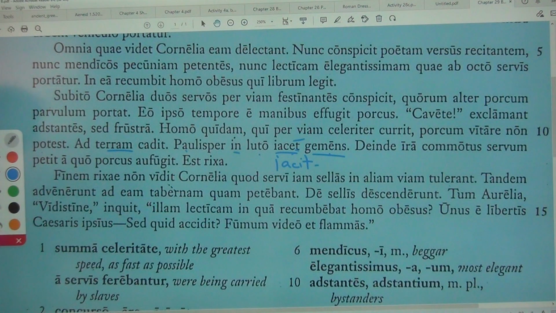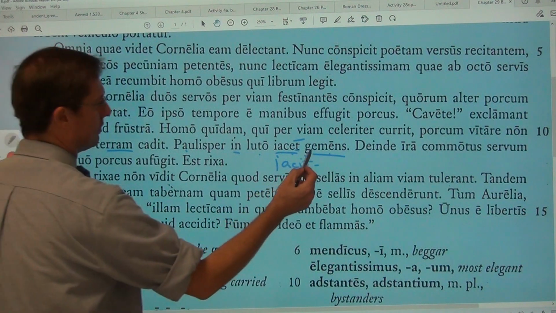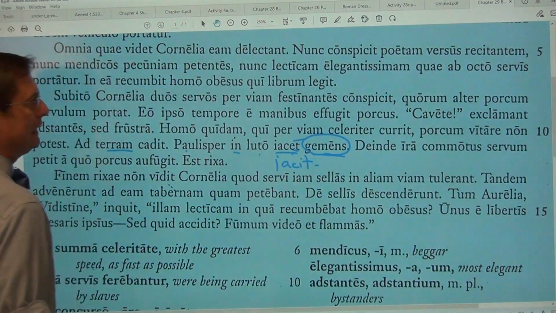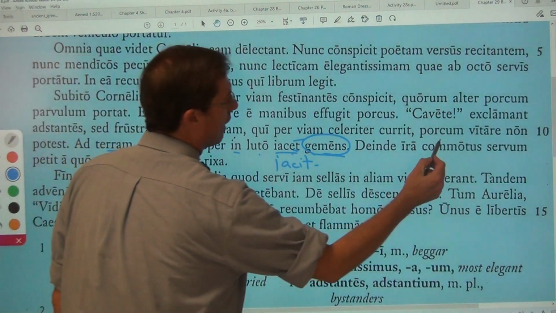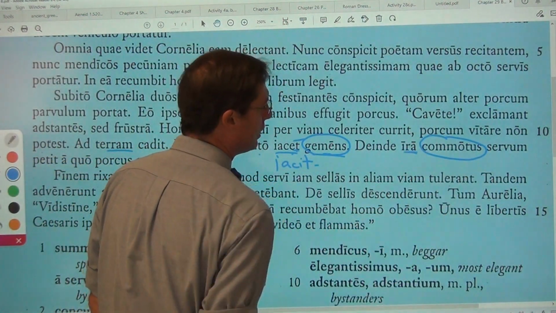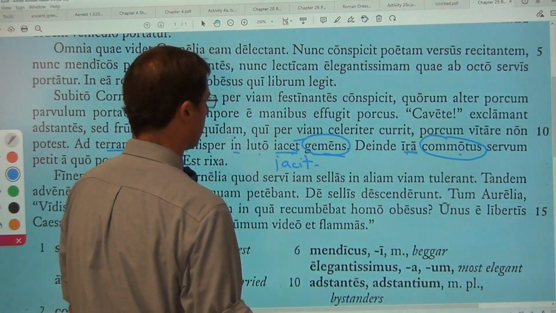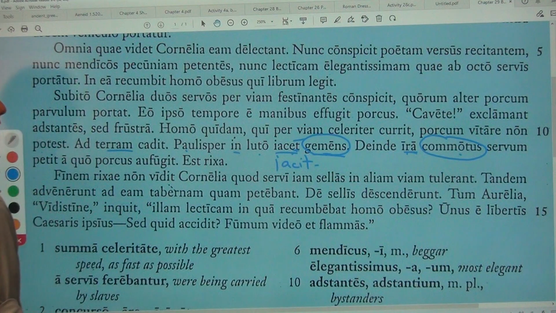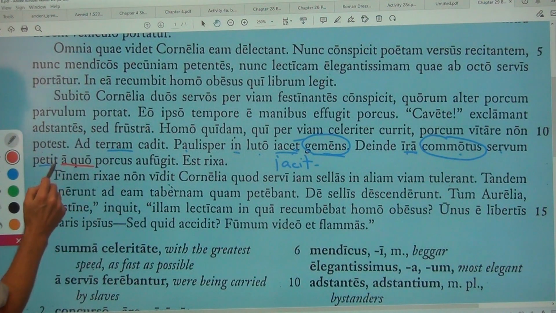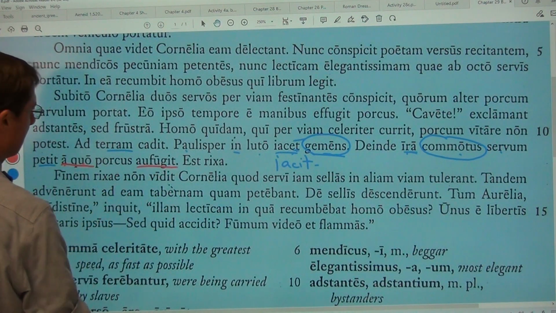Idiomatically, we would say, for a short time, he lies in the mud, groaning. He, the one groaning, a present active participle in the nominative singular, modifying my understood subject, he. Deinde, then, having been moved by anger, ablative of cause, and that's a perfect passive participle, again, modifying the understood subject, he, the guy that was not able to avoid the pig. Having been moved by anger, he seeks, he looks for the slave. A quo, from whom, here it's not going to be by, but rather from, seeing as it's not an ablative of personal agent with a passive verb, from whom the pig has escaped.